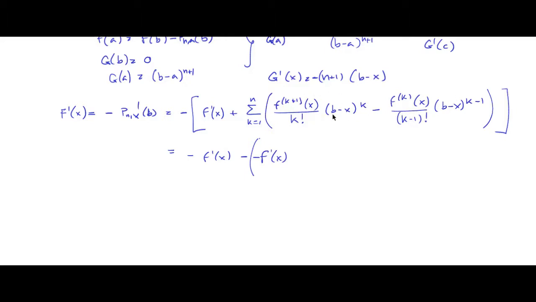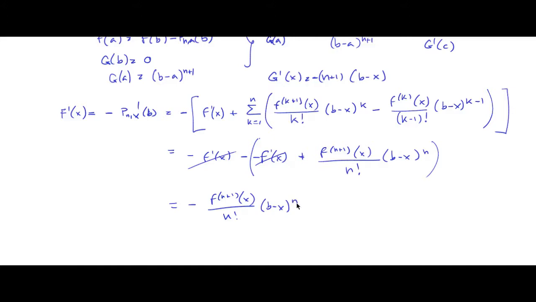So the last term that remains is plus the (n plus 1)th derivative of f at x divided by n factorial times (b minus x) to the n. This is going to be the last term in the sum. If you compute the telescoping series, you'll see. But then we have minus f prime minus f prime, which is 0, and then this is equal to minus the (n plus 1)th derivative of f at x divided by n factorial times (b minus x) to the n, right?